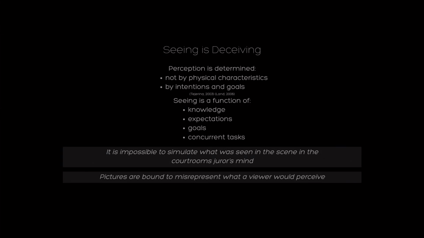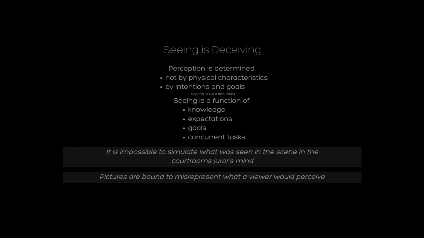Perception, when you look at an image, is not determined by the physical characteristics. It's not about saying, okay, I measure this spectrum here and this XYZ value, and if I replicate this on an image, I will get the same perception of the scene, because an image lacks many things. The perception is determined not by physical characteristics, but by the intention and goals of the observer. There are studies about this from Land and others. This is a well-studied subject. Seeing is a function of knowledge, expectation, goals, and concurrent tasks. What am I doing while I perceive?